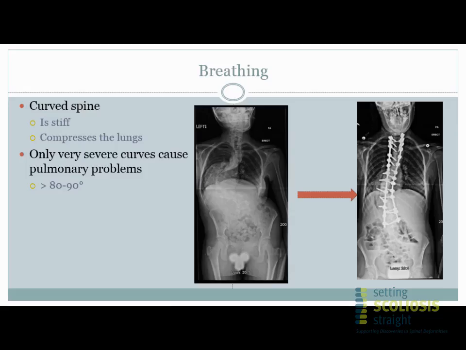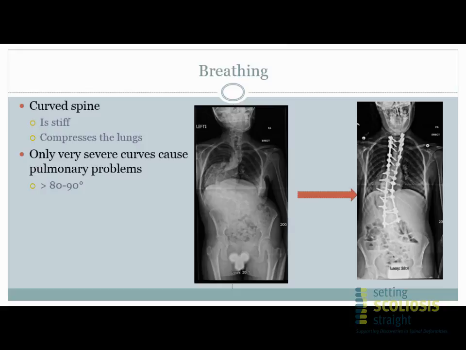Breathing. So we talked about this a little bit. This is an extreme example, but imagine that lung on the left side is just getting squished. When you do your scoliosis surgery, you're able to open it up and make the lung more functional. So the curved spine causes stiffness, it compresses the lung, and conceivably gives you problems with your respiratory system.